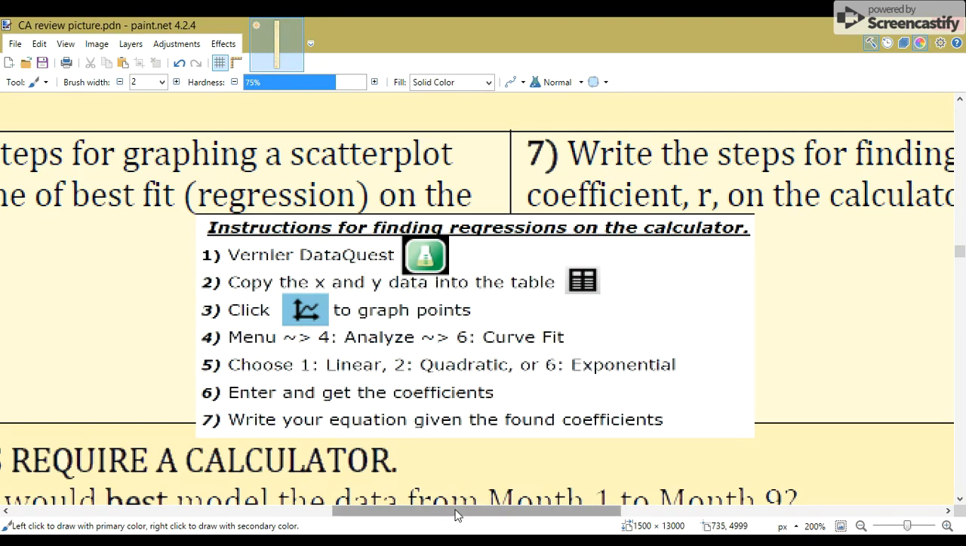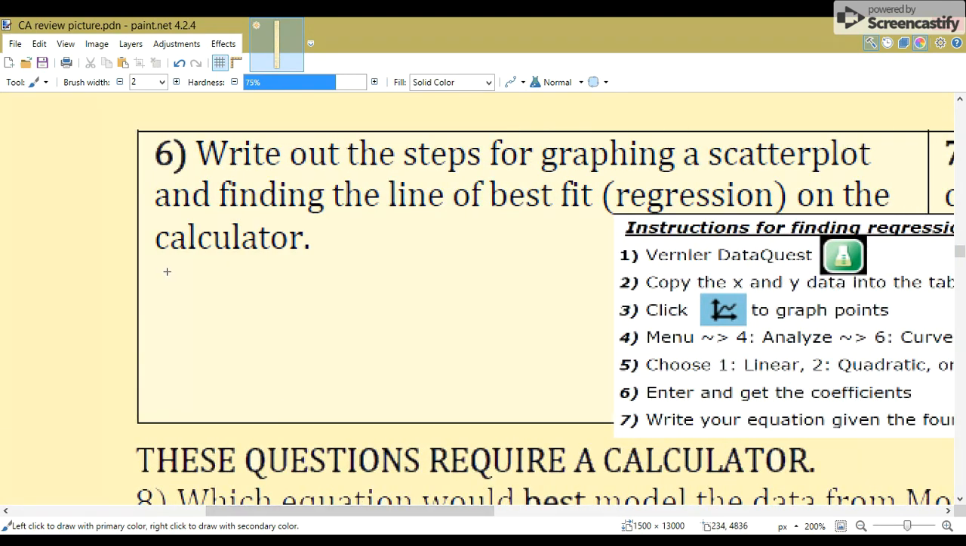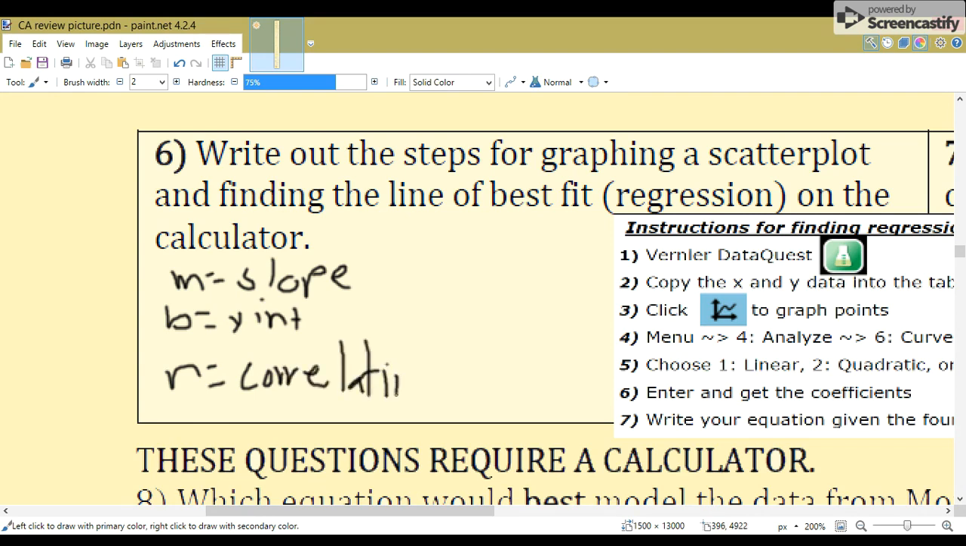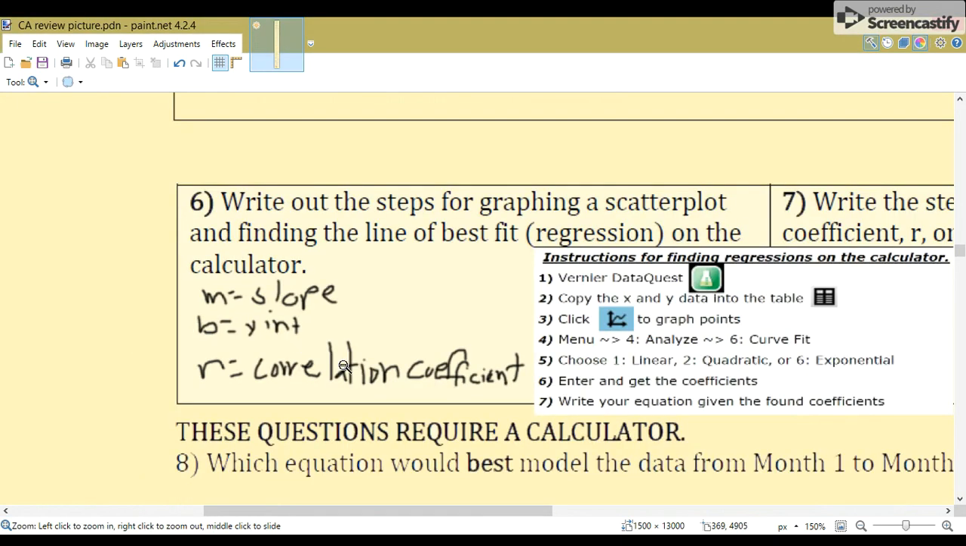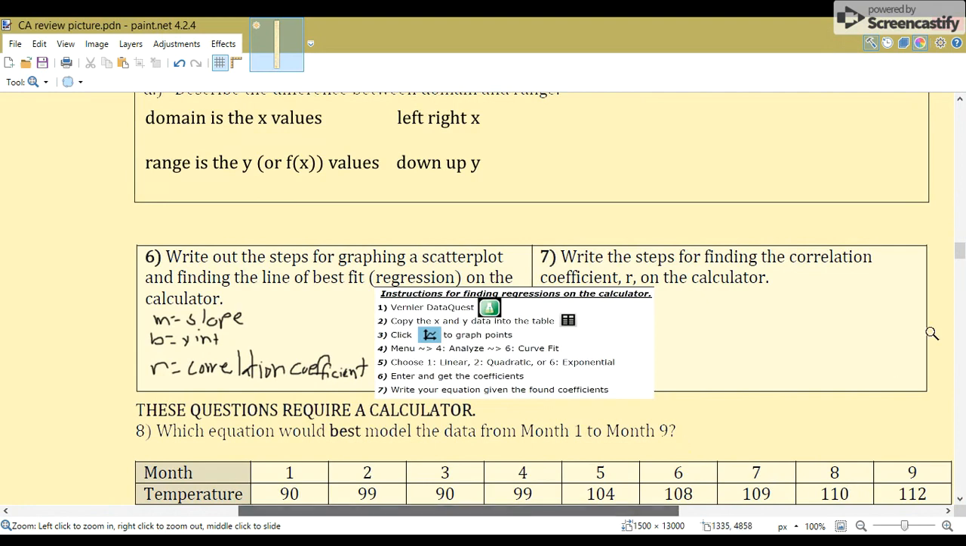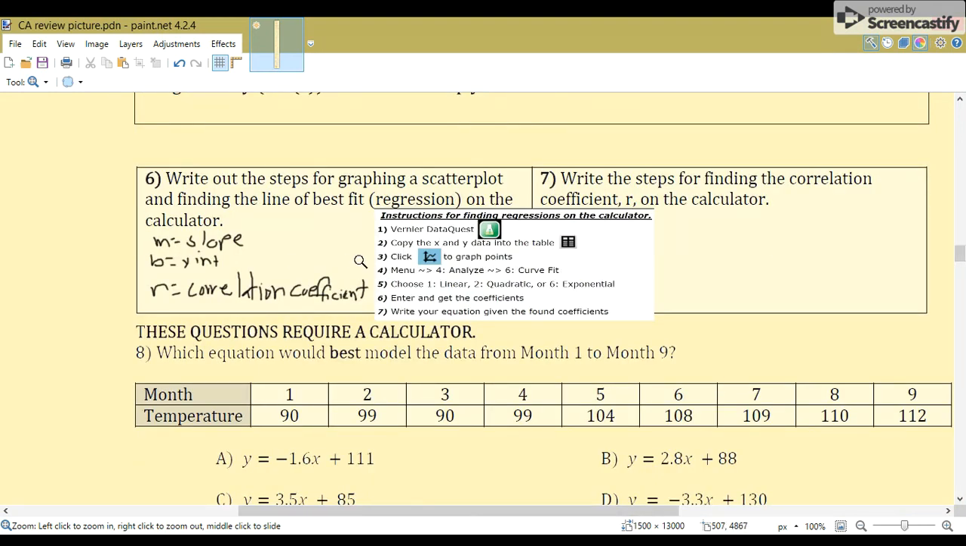Press Enter to get the coefficients. Write your equation given the found coefficients. The coefficients it will give you is m, that's the slope. It will give you b, that's the y-intercept. And it will give you r, that's the correlation coefficient. So pause the video, go ahead and rewrite these steps in your own words, and then we'll move on.